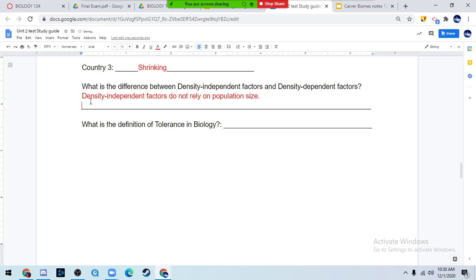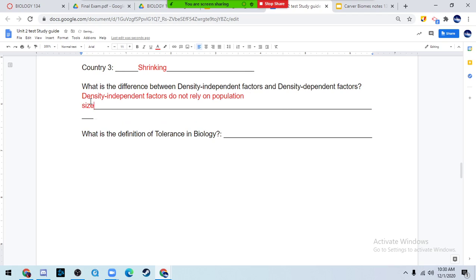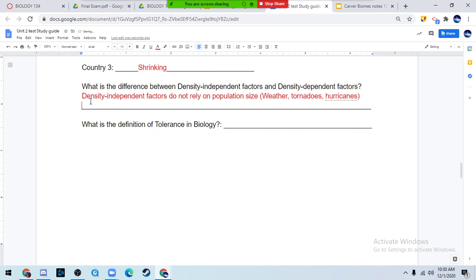All right. So that means density independent factors, some examples of that can be weather. So rains, thunderstorms, stuff like that. Tornadoes are another one. Hurricanes is another. So stuff in the environment that's going to happen regardless of the population size.